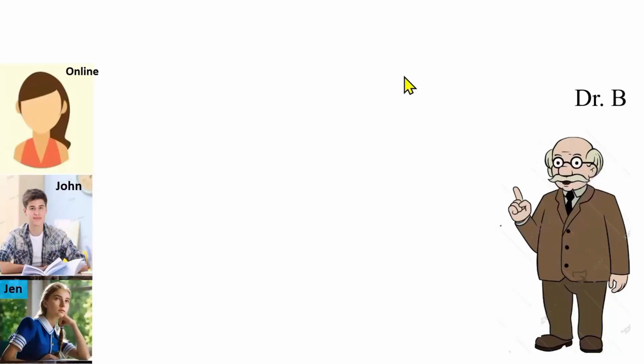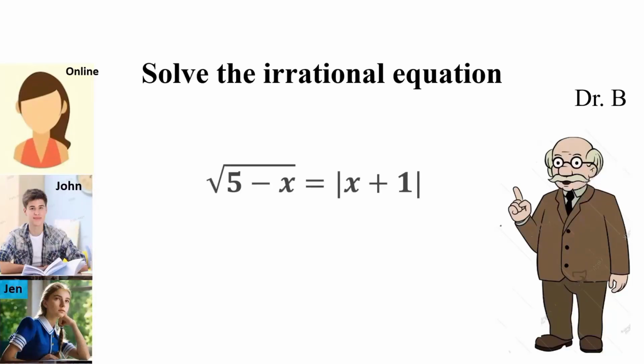Hello, today we need to solve the irrational equation of this kind. The specific feature of this equation is that it contains square root and modulus. The square root is common for irrational equations. In opposite, the modulus is not.